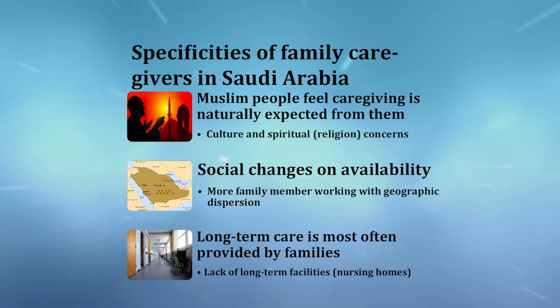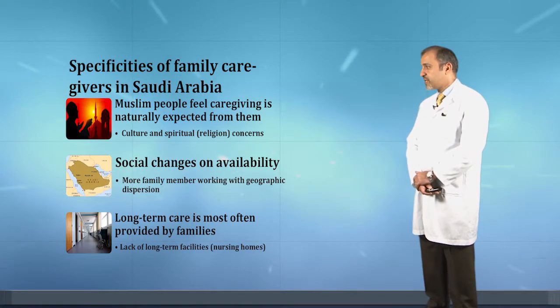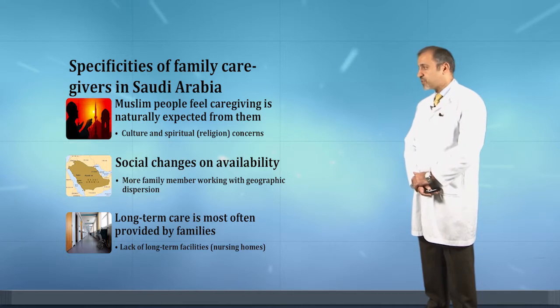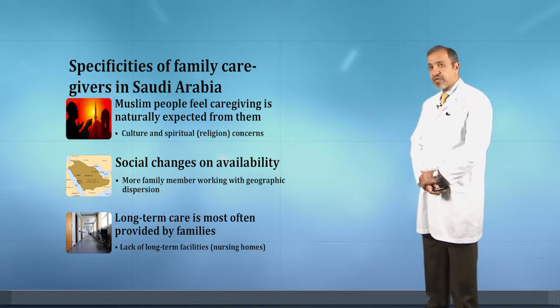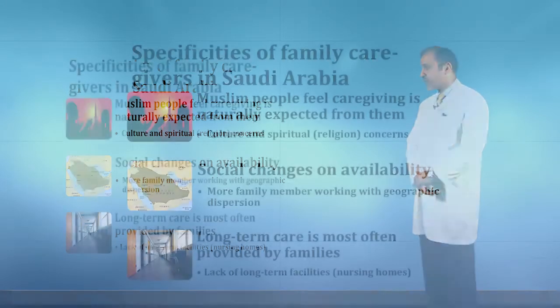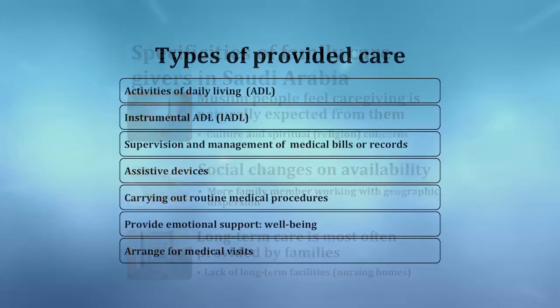When we look at specificities of family caregivers in Saudi Arabia, Muslim people feel caregiving is naturally expected from them from the cultural and spiritual concerns. There are many social changes in the availability of caregivers, as many family members in Saudi Arabia have dispersed geographic availability. The long-term care facilities in Saudi Arabia are generally lacking.